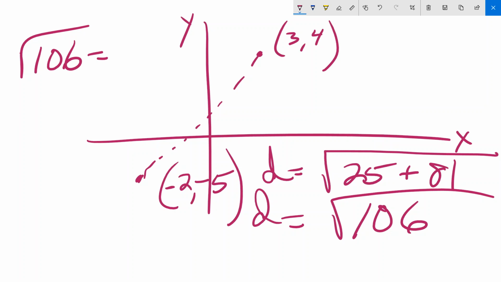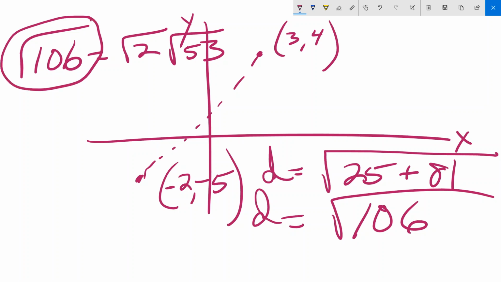Now, the question is, does any perfect square number divide into 106? And it doesn't. I could say that's the square root of 2 times the square root of 53, both of which are prime numbers. So I'm not going to be able to factor this in any way that allows me to reduce that radical. So that is the precise answer.